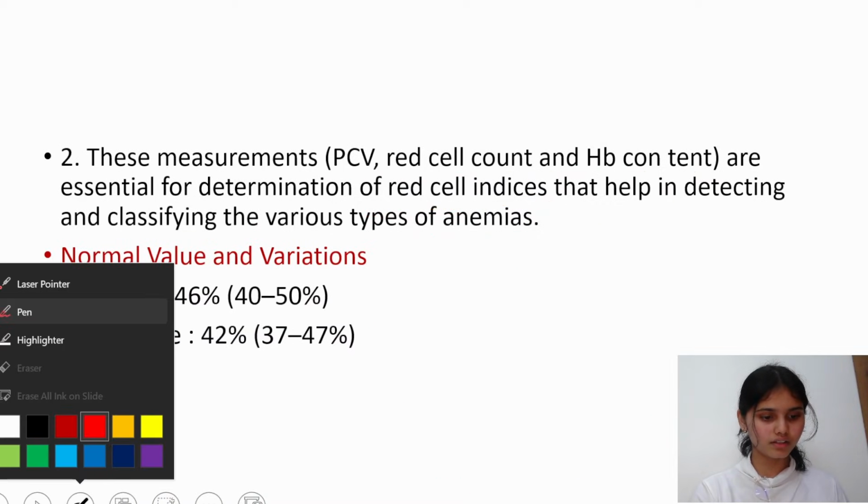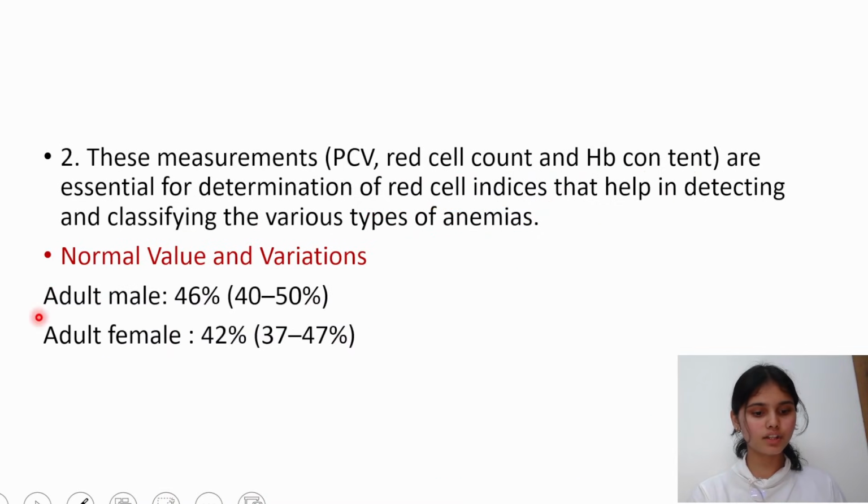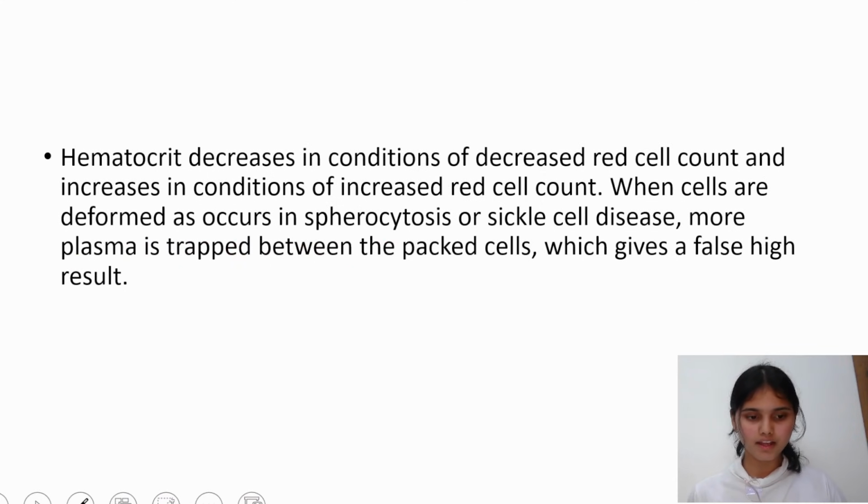Then the normal values and variations of PCV: in adult male it is 46%, in adult female it is 42%. You can take the normal range as 40 to 50% and 37 to 47%. Now hematocrit, that is the packed cell volume, decreases in conditions of decreased red cell count, which we just said. Decreased RBC, hemoglobin, PCV, they all indicate something. So hematocrit, that is PCV, decreases in conditions of decreased cell count and increases in conditions of increased cell count.